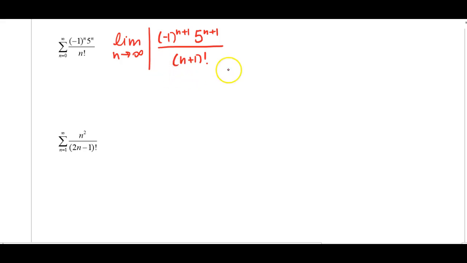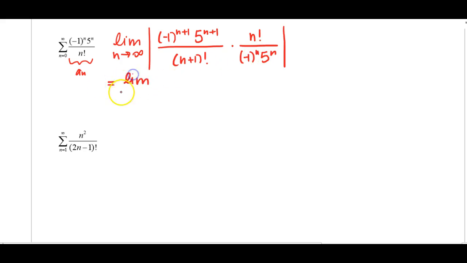And then technically this is all over this same term, this a sub n, right? This portion here is a sub n, but dividing is the same as multiplying by the reciprocal. So I'm just going to go ahead and multiply by n factorial over negative 1 to the n, 5 to the n in absolute value bars. So because the absolute value bars are here again, this negative 1 to the n plus 1 and this negative 1 to the n are becoming irrelevant.